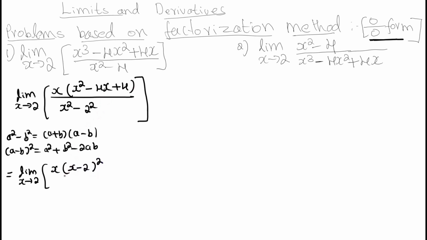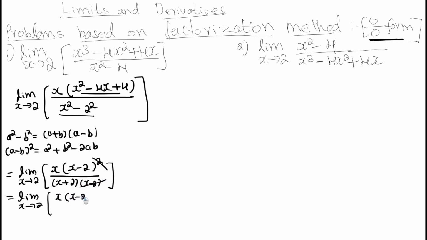If we expand x minus 2 whole square using the a minus b whole square formula, you will get the same thing. Divided by, see, this is in the form a square minus b square, which is nothing but a plus b into a minus b. Then it's equal to limit x tending to 2 of x into, here 2 times x minus 2 is there, in the denominator 1 time x minus 2 is there, so one x minus 2 will get cancelled, so the remaining thing is x into x minus 2 divided by x plus 2.